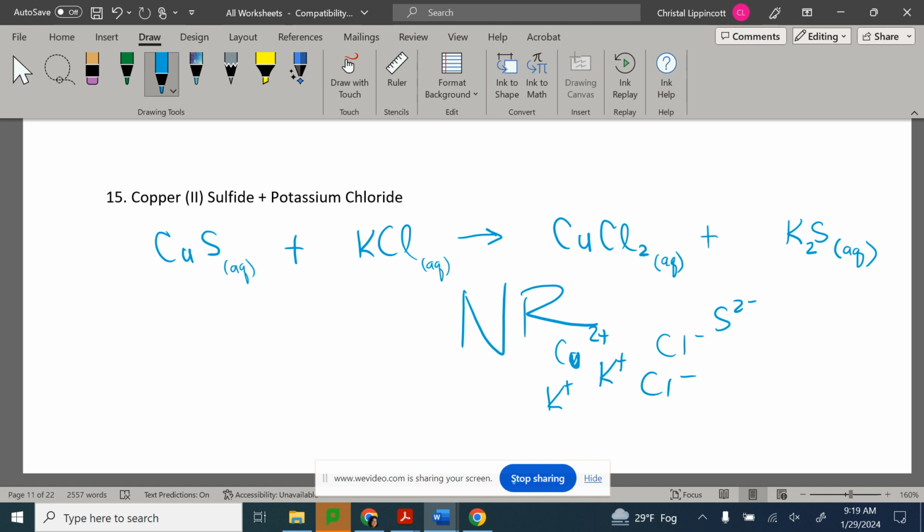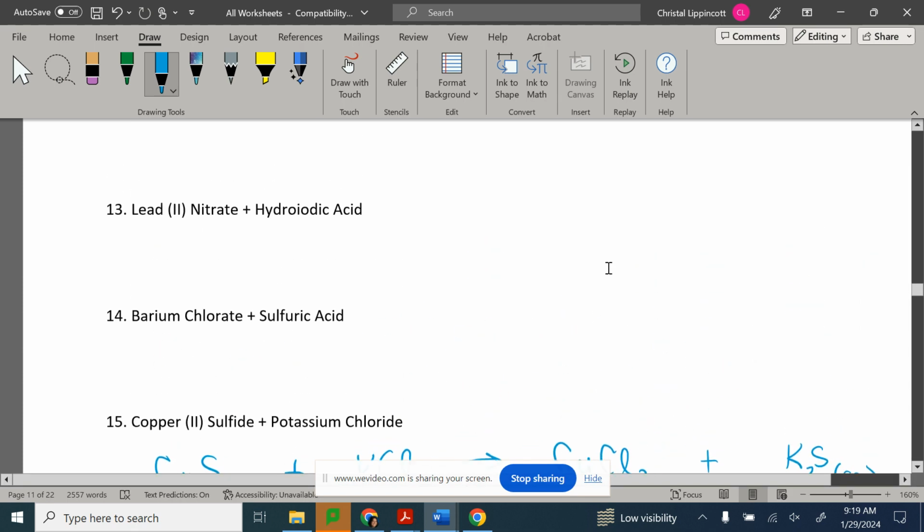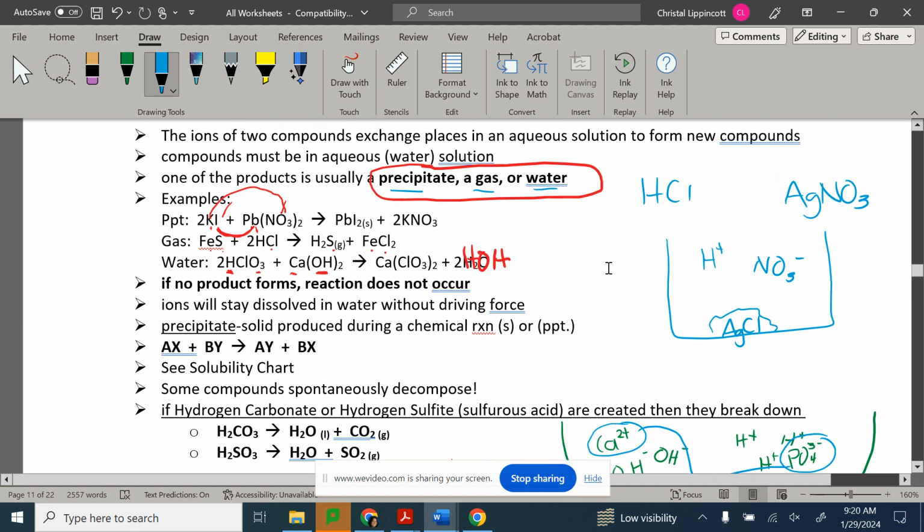Oh, but they're all aqueous. Yep. So if both of these things end up being aqueous, then you're not going to have a reaction because nothing's changed. They're still floating around in there. Okay. So if you form water, if you form a precipitate, which will say N or SS on your sheet, or you form a gas, then the reaction will run.